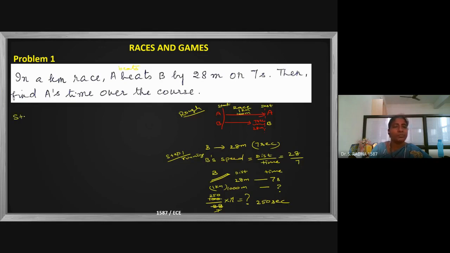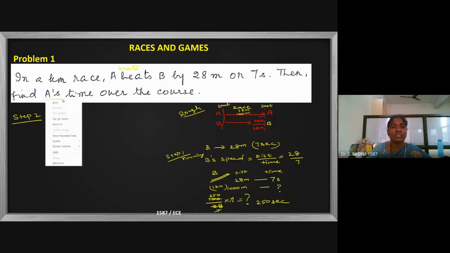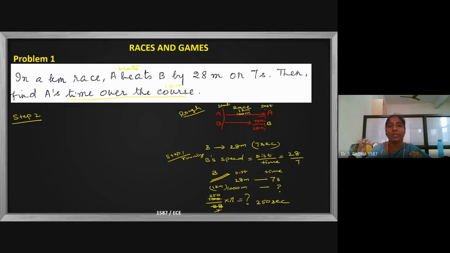Now step 2. What is given? What is asked? A's time over the course. How much time does A take over the course, means for running 1 kilometer? What is the time taken by A? That is the question.